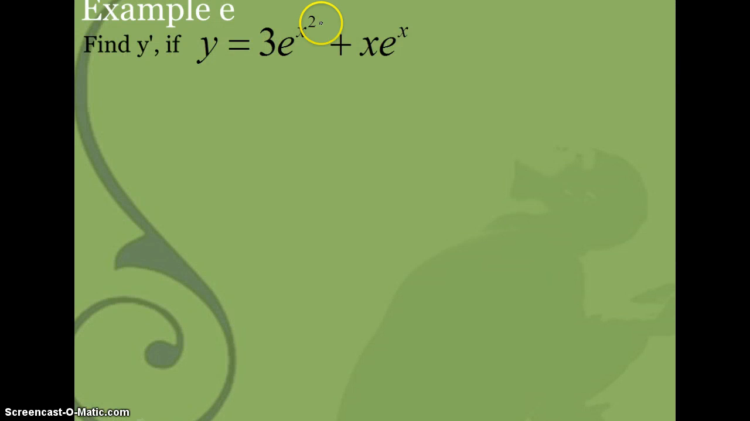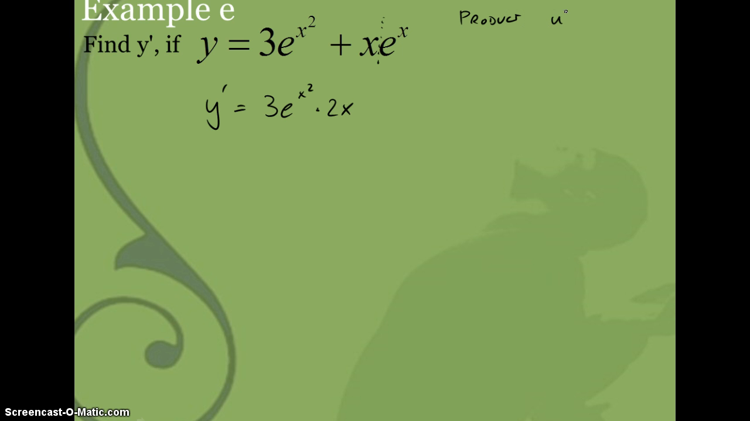Alright, so here we get 3e to the stuff. Its derivative is going to be 3e to the stuff times 2x. And here I get this x times e to the x this time. So this is actually going to require the product rule.